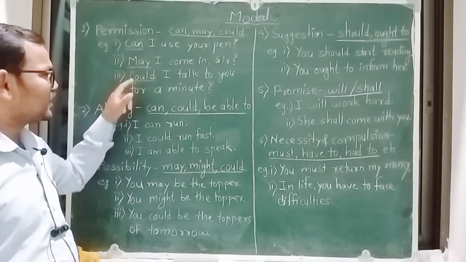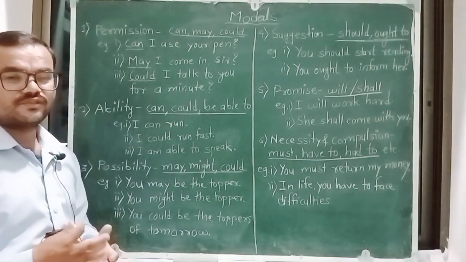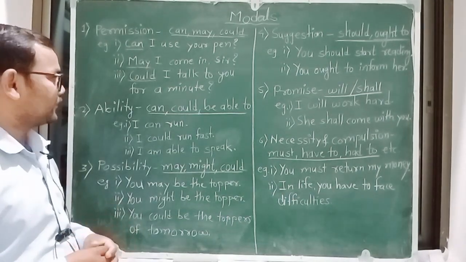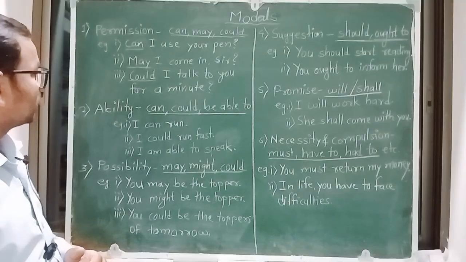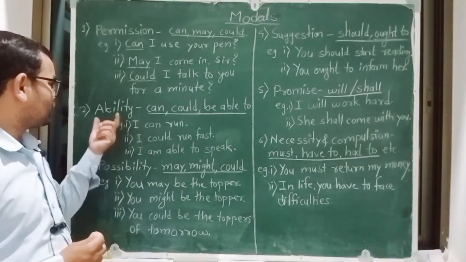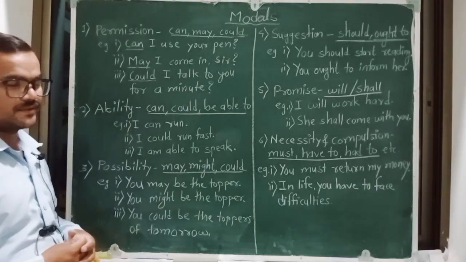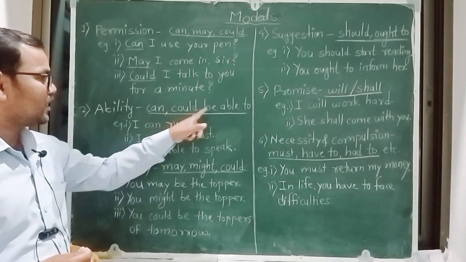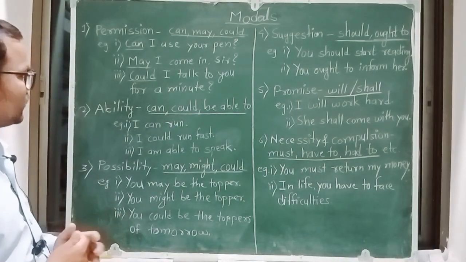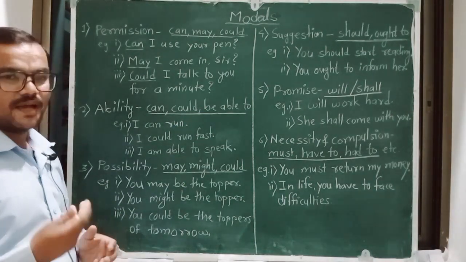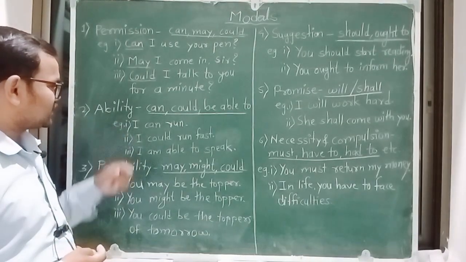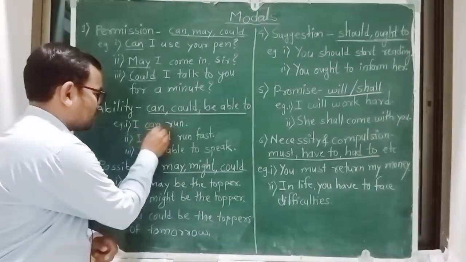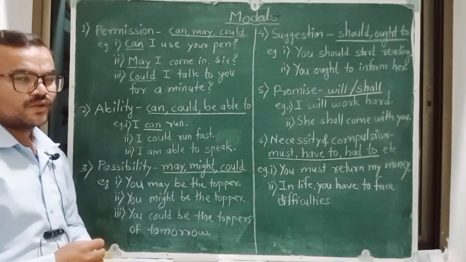Now the second category is modal auxiliaries expressing ability. There are again three types of modal auxiliary: can, could, and be able to. These three express ability. If you see the first example, "I can run," can indicates present ability. Can is used to talk about an ability which is at present.